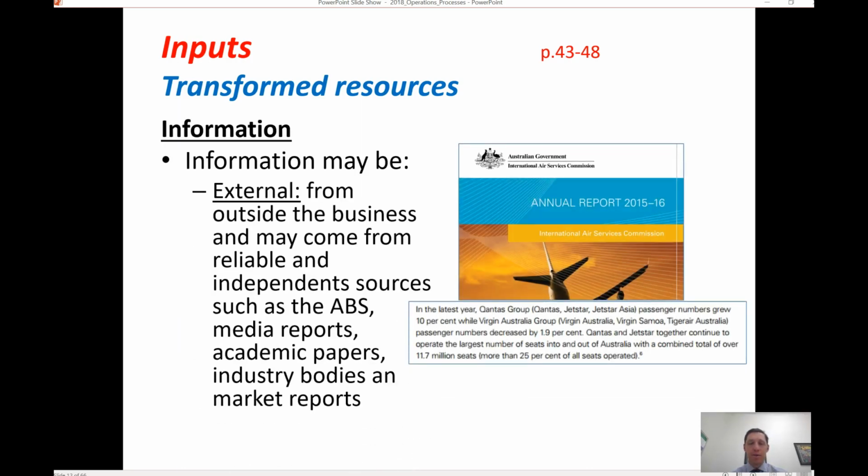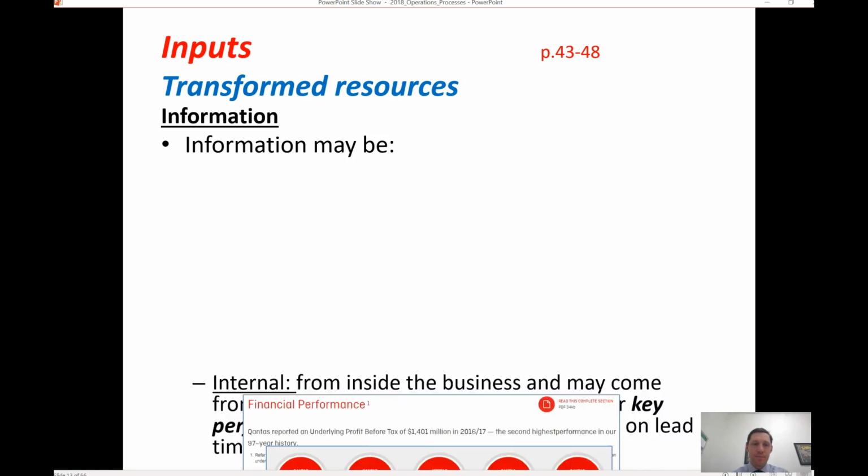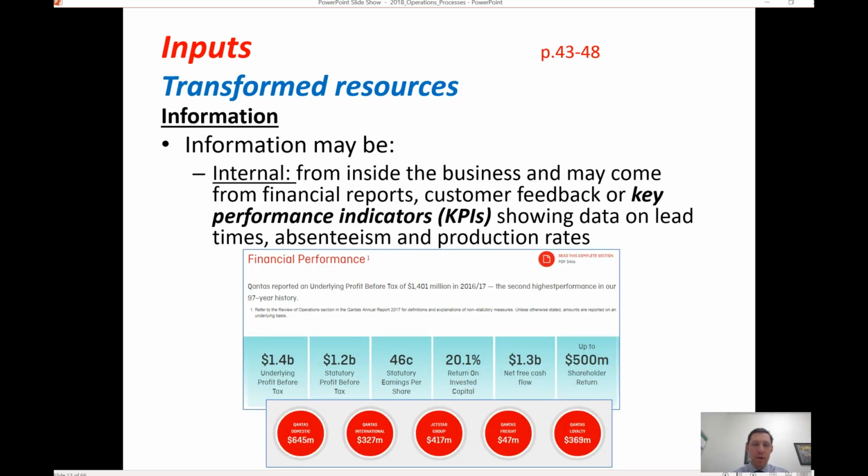Information could be external, so it could be taken from pieces of information outside the business itself. It also could be internal. So there's an example here of some financial data for Qantas. That's internal information for the business. It's key information that they're going to use to be able to undertake that transformation process.